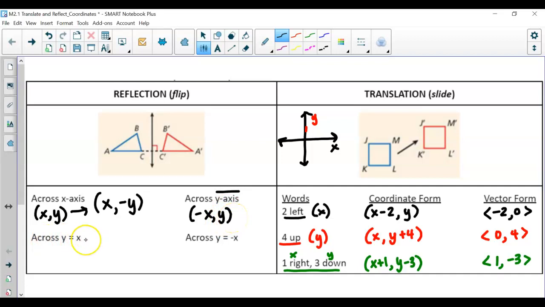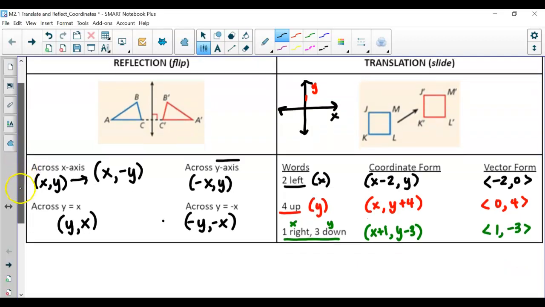And when you're reflecting over y is equal to x, your diagonal, that is when you switch the coordinates. So x, y now becomes y, x. So then if you're reflecting over y is equal to negative x, which is the negative slope, if you think about it, right, -1, then not only are you switching the coordinates, but you're also negating both as well. So these are the rules that we'll be going back to and using today in this lesson.